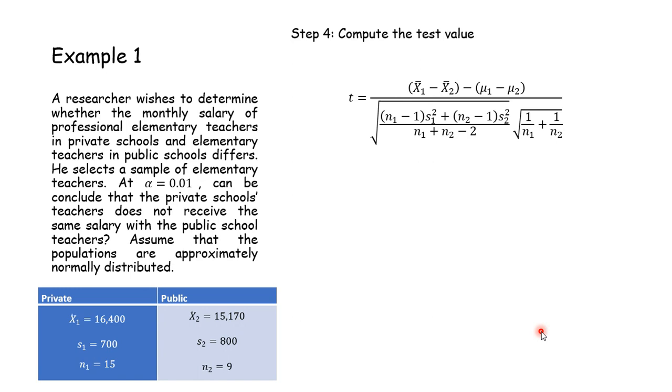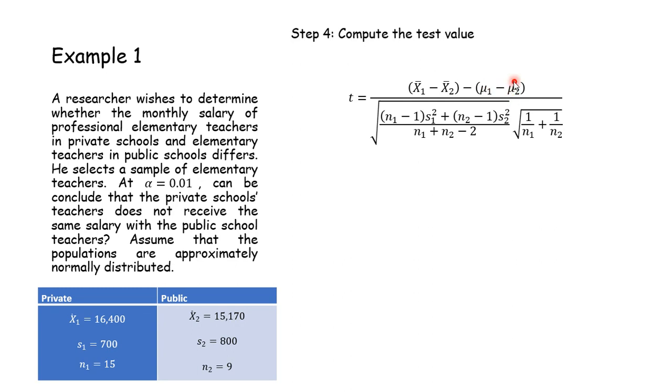So once na-substitute na natin ito, we can do the basic operation, or if you wanted to, you can input it on your calculator directly, nang diretso. But again, be careful on the use of the parenthesis po. Okay? So we have here the difference of the two sample means minus the difference of the population means.